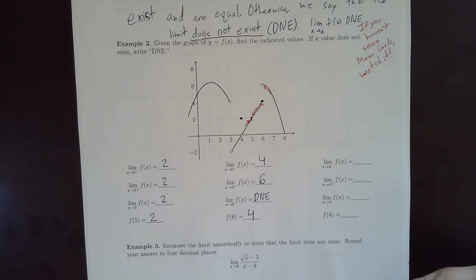So if we have these different limits on the left and right, the whole thing doesn't exist, but we still can have our function value.